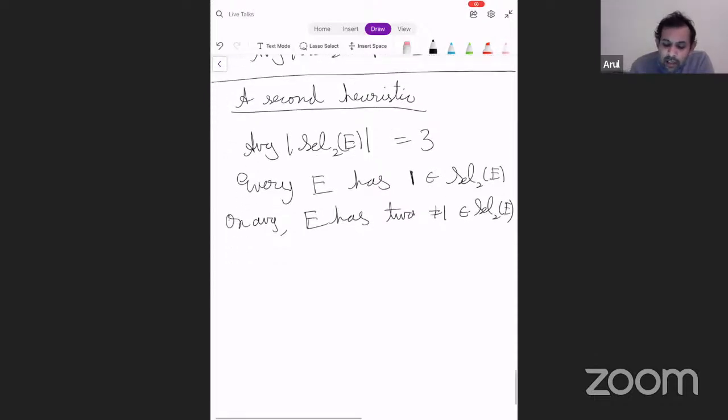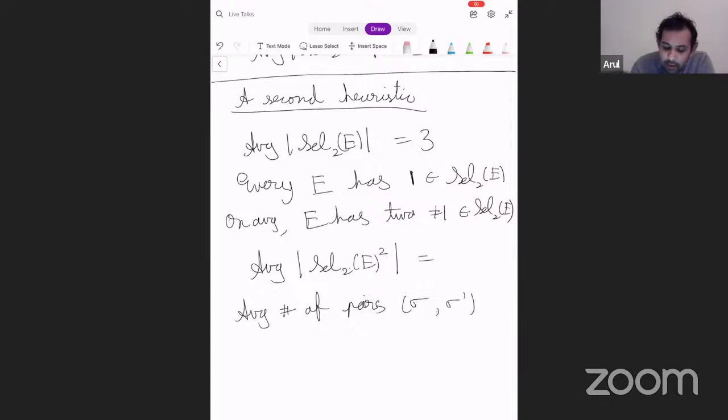So now, what does it mean to compute the average size of the square of the 2-Selmer group? This is just the same as computing the average number of pairs sigma comma sigma prime, where sigma and sigma prime are both in the 2-Selmer group of one particular elliptic curve. That's exactly what the second moment is. Instead of just counting the number of elements in the 2-Selmer group, we have to count pairs of elements in the 2-Selmer group.